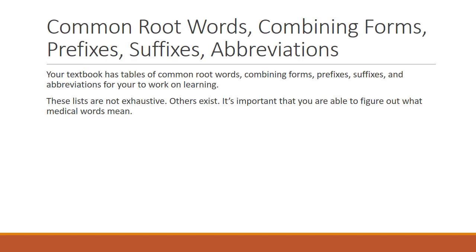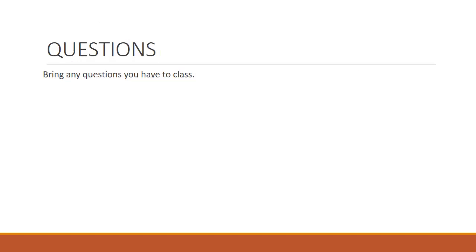So your textbook has tables of common root words, combining forms, prefixes, suffixes, and abbreviations for you to work on learning. So it's important that you go through those and you begin to learn those. These lists are not exhaustive, so that's important to know. This is not all of the root words, combining forms, prefixes, suffixes, and abbreviations that exist. Others do exist. It's important that you're able to figure out what medical terms mean. And if you have any questions, bring them to class with you.